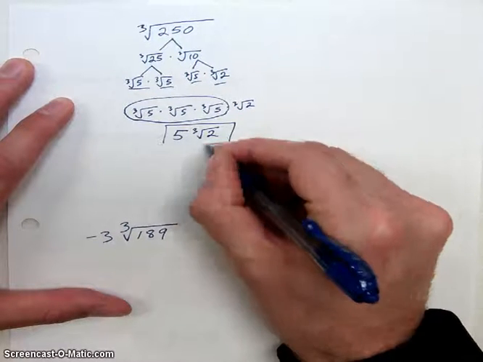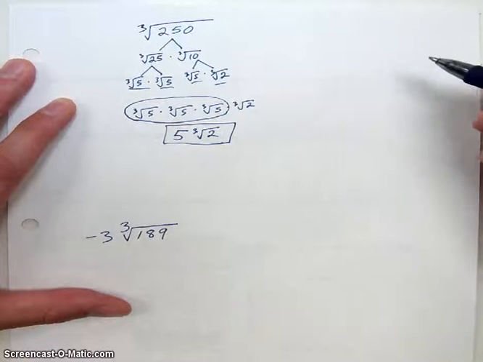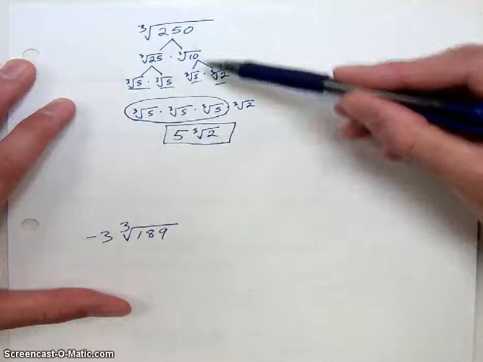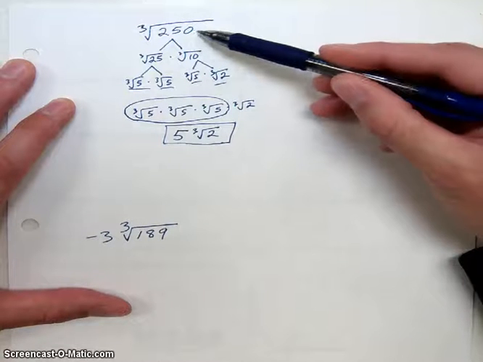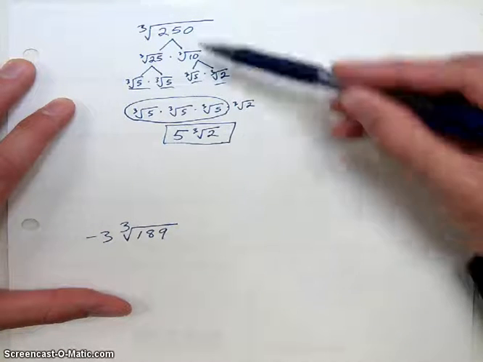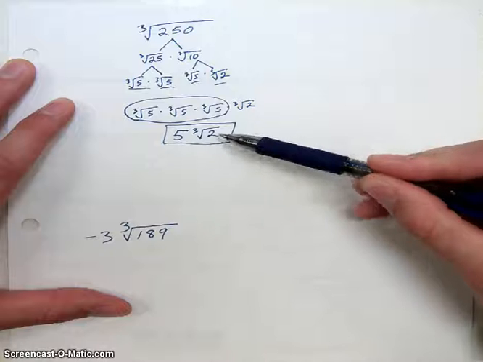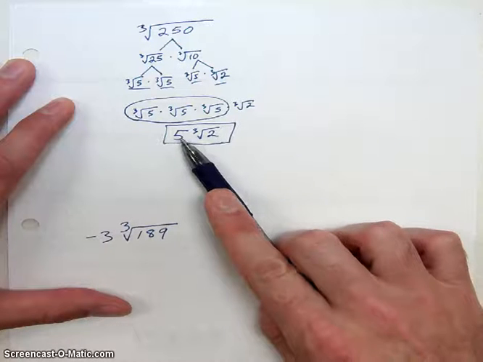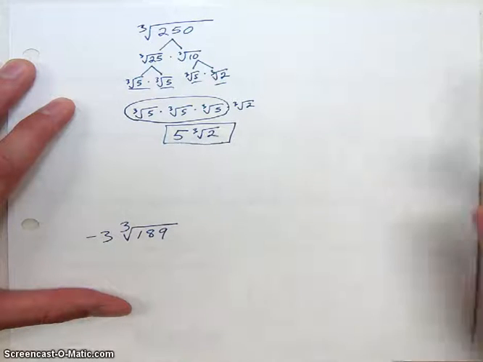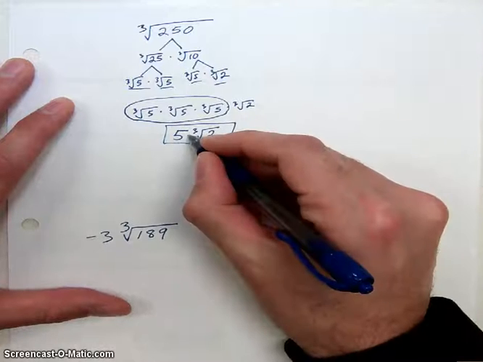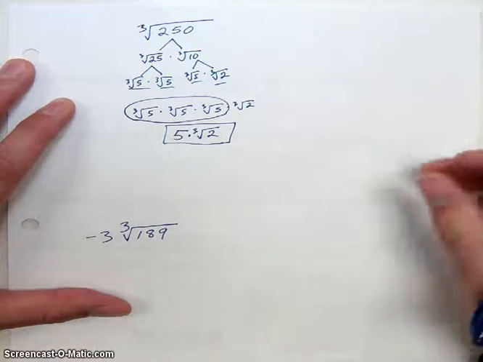And that is my answer in simplest form, taking this and simplifying it down. If I put this into the calculator, I'll get a decimal that is exactly the same as when I put this into the calculator. And this literally means 5 times the cube root of 2. There's a multiplication symbol that we don't really need to use right there.